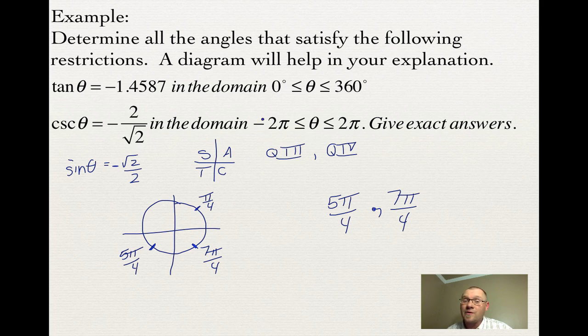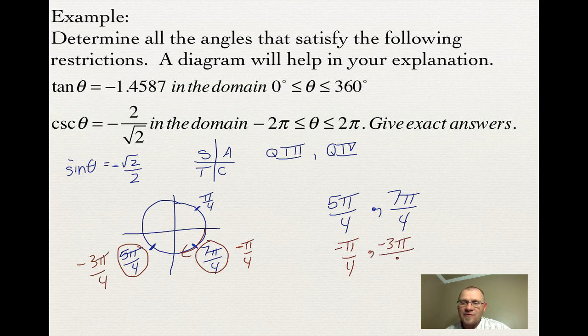But if we're using negative 2 pi, that means on this unit circle, we're actually going backwards. So going backwards, this value isn't 7 pi over 4, that is negative pi over 4. So there's another answer. And right here, if we're going backwards, is negative 3 pi over 4. So there's our last answer. So in this case, based on these restrictions, we actually get 4 answers. 2 of them going in the positive direction, and 2 of them going in the negative direction. So 4 different answers.